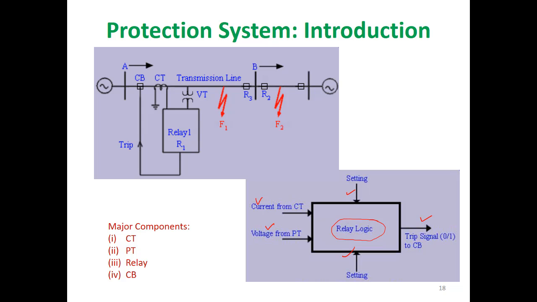So what are the major components in a protection scheme, a protection system? The major components are the CT, that is the current transformer, the PT, potential transformer, then the relay, which is the brain of the protection scheme, and the circuit breaker, which is the functional or operational element in the protection scheme. So these are the major components: CT, PT, relay, and circuit breaker.